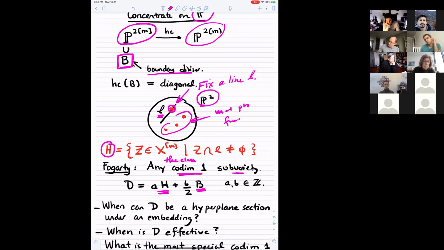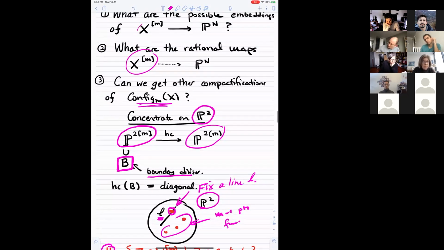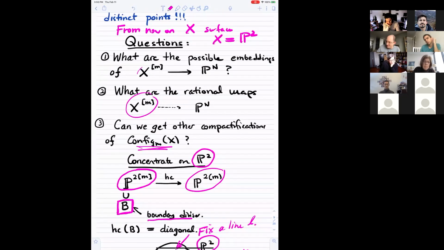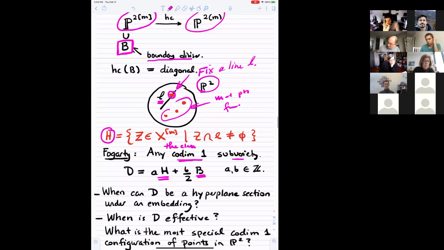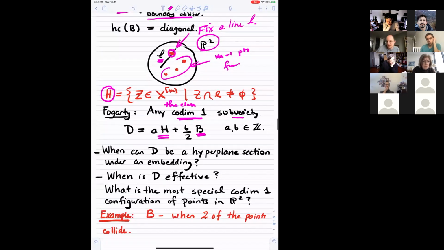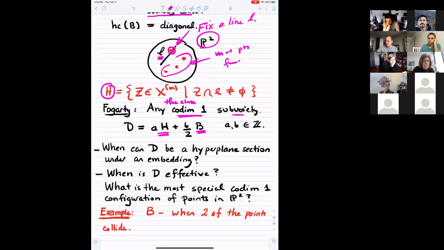Now we can make some of these questions a little more concrete. If I'm talking about possible embeddings, then if you have an embedding, you can look at the hyperplane section, and then you can ask what combinations of H and B can be the hyperplane sections of embeddings. That's one kind of question you can ask: when can D be the hyperplane section under an embedding? What conditions on A and B?